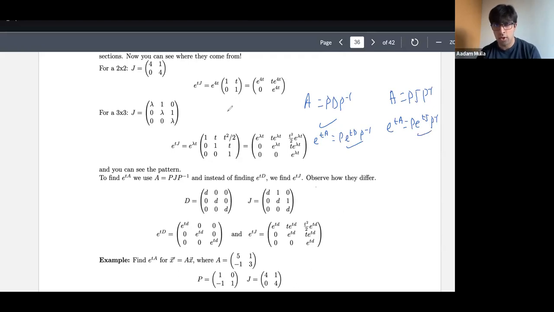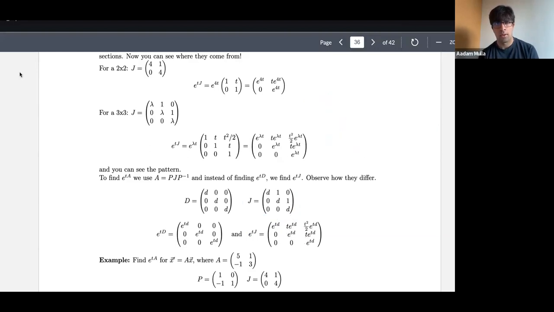So here's a good side-by-side example. For your clean diagonal matrix, e to the tD is very nice, clean and diagonal. For your Jordan matrix, it's not. It has your e to the t, right? If you had different eigenvalues, this would just be e to the 2t or e to the 3t or whatever. But you can see the constants in front go like 1, t, t squared over 2, and the column shifts down.